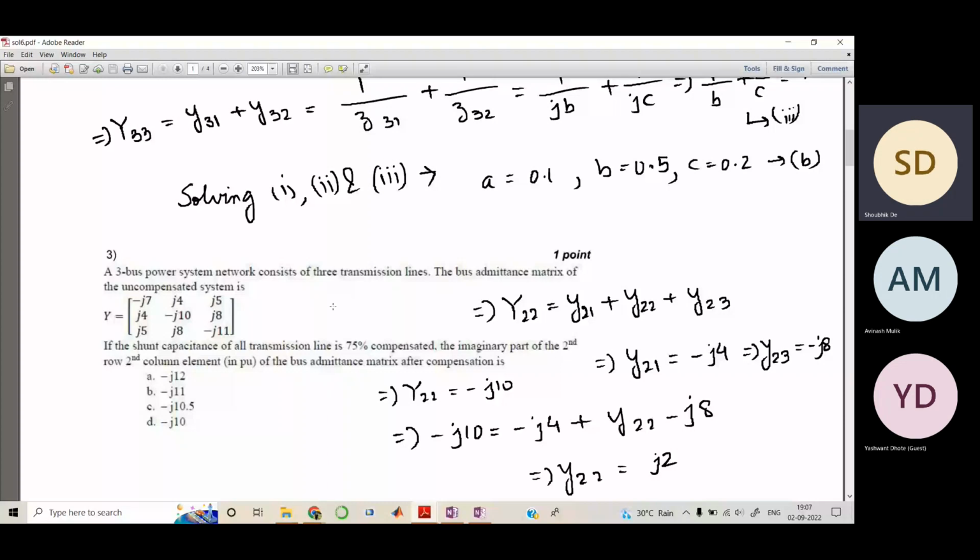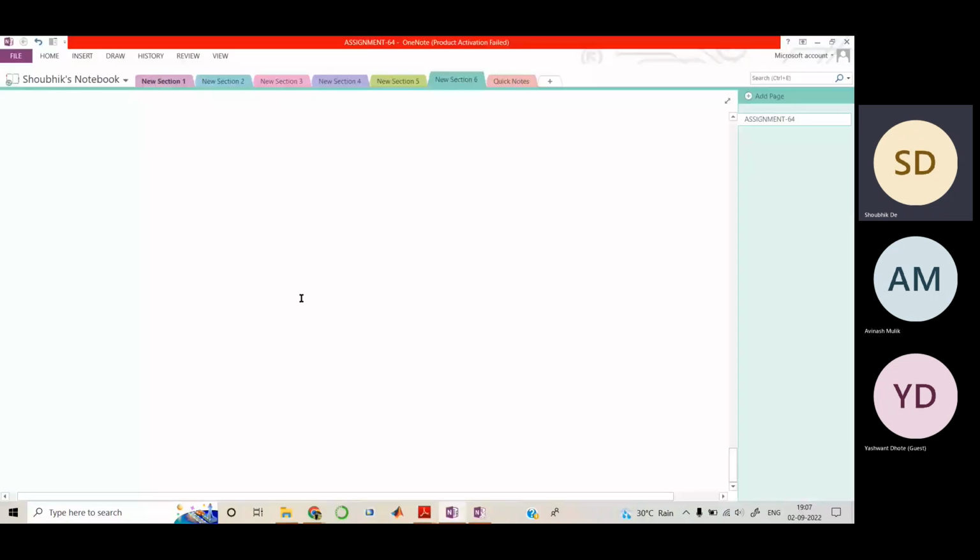Now coming to question number 3. Here they have mentioned that a bus power system network consists of three transmission lines, and the bus admittance matrix of the uncompensated system is given. I'll come to what is uncompensated and what is compensated. Now this is the bus admittance matrix. Let us try to draw the bus diagram pertaining to this admittance matrix. I'll be using this screen here.